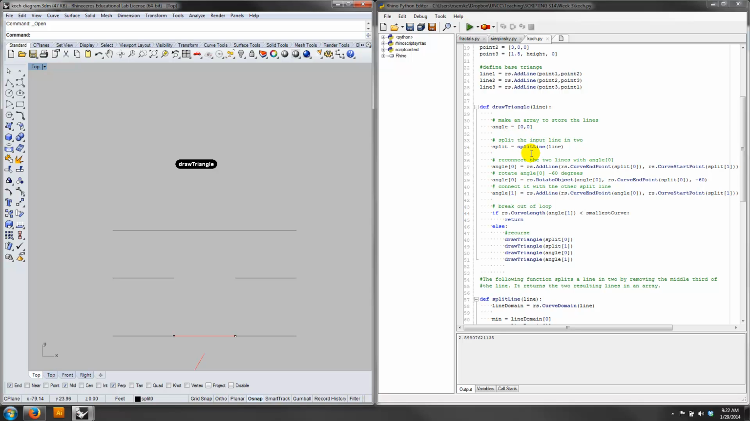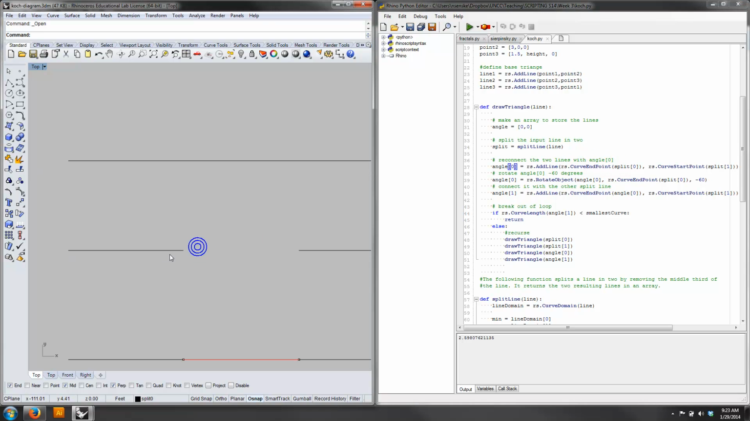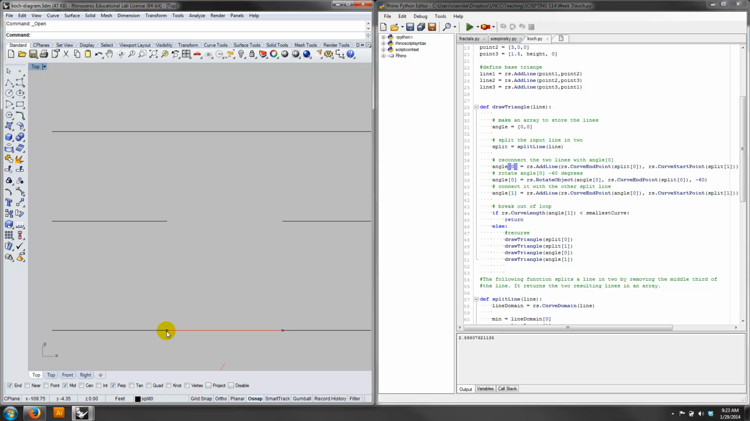Then we're going to split the line, and that will give us these 2 lines, right? Then we're going to reconnect the 2 lines with a line that we're going to call angle 0. We're going to put it in the array at index 0. So that's a line from the endpoint of this first one to the start point of the other line split. And that's what we're going to draw. So it's going to draw this line here.